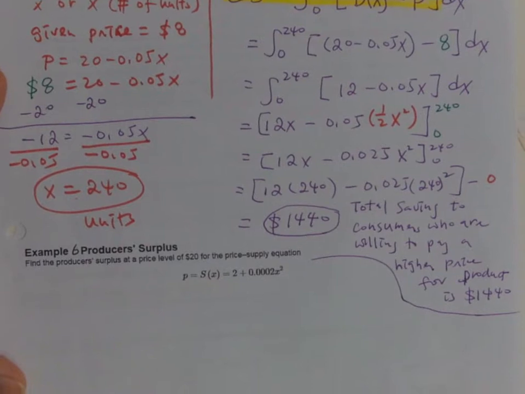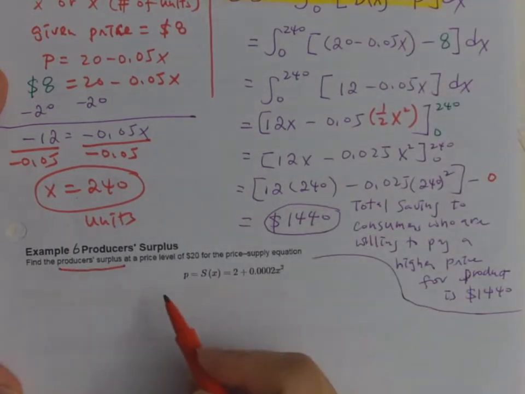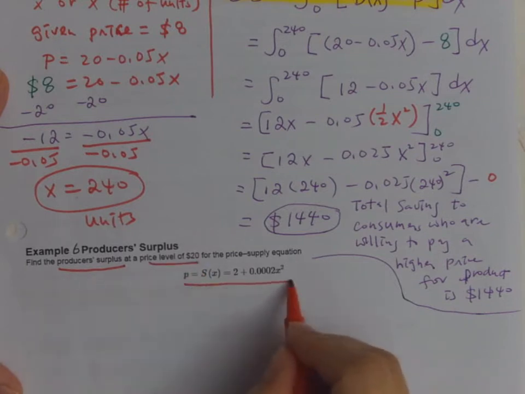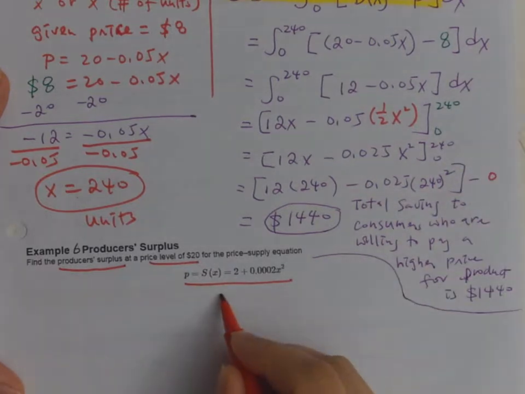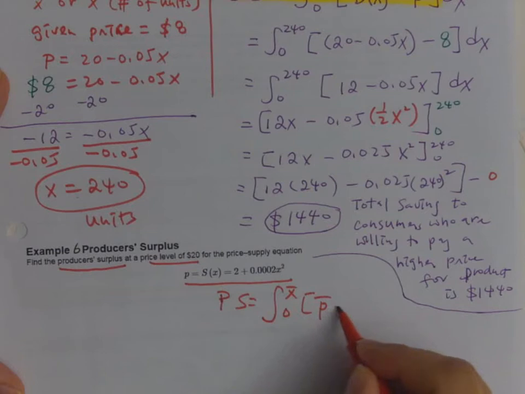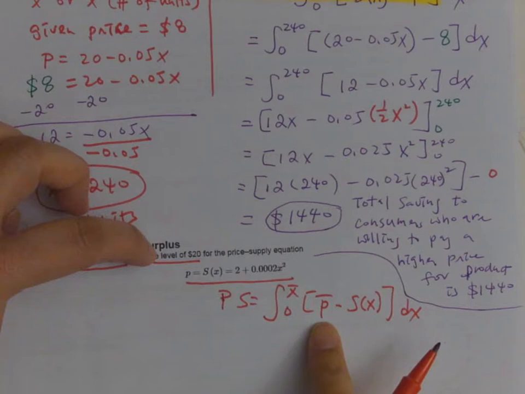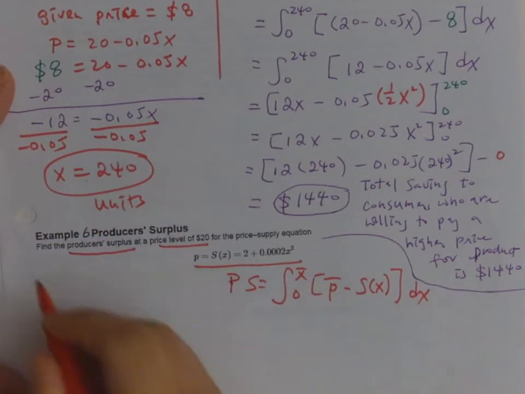The second question is about producer surplus. So they give you the price level. They ask you to find the producer surplus, so you need to use that formula. The price level is $20, and this is your price for the supply function. So again, the producer surplus formula is the integral from 0 to x of p minus s of x dx, right? So I have my price, I have this function, I don't have how many units. So first we need to solve for the units.